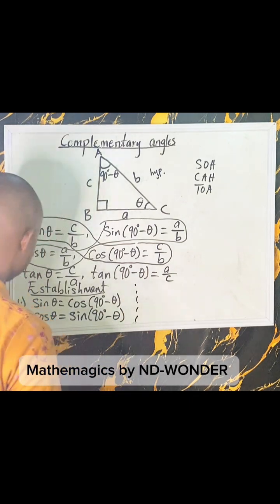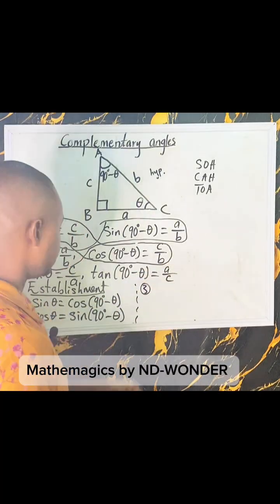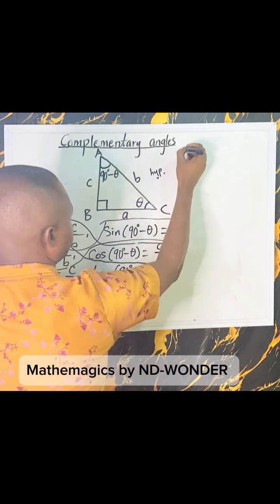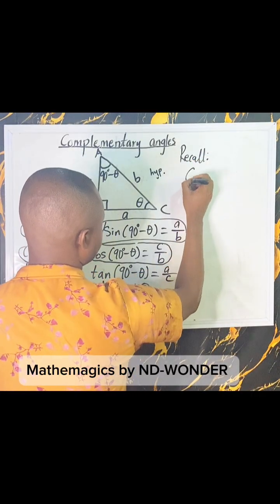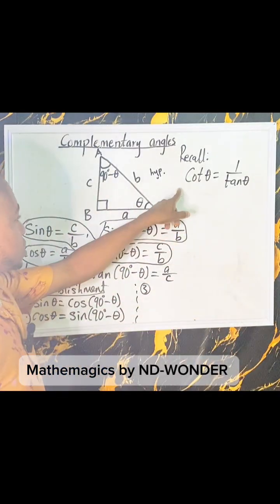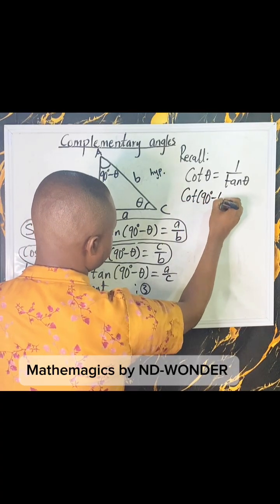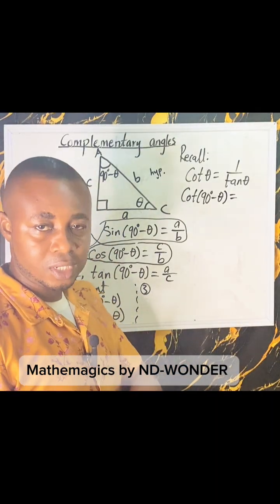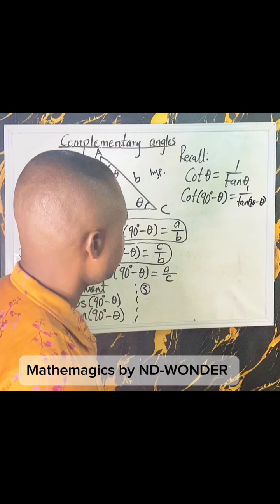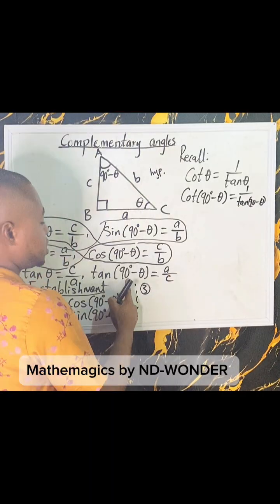Going forward, we have the third establishment. Tan theta is equal to c over a. Tan 90 minus theta is a over c. They are not the same. But we need to recall that in our tan, cot theta is equal to 1 over tan theta. So if cot theta is equal to 1 over tan theta, we can say that cot 90 degrees minus theta will be the same as 1 over tan 90 degrees minus theta. So we can also remember that tan 90 minus theta is a over c.